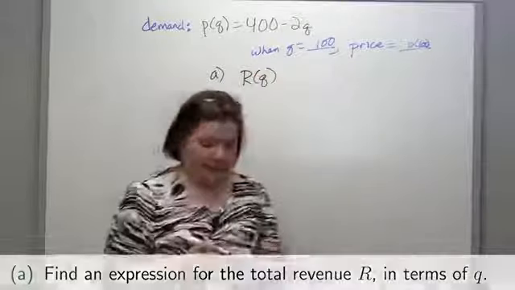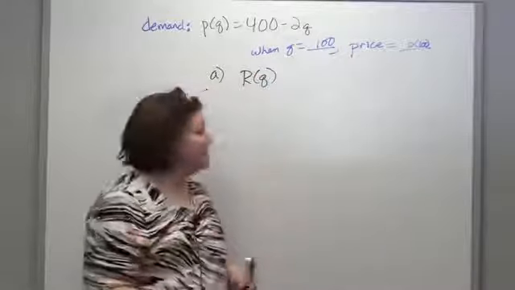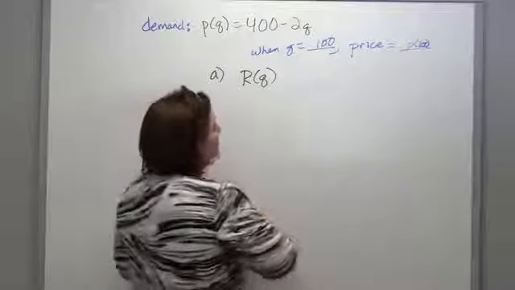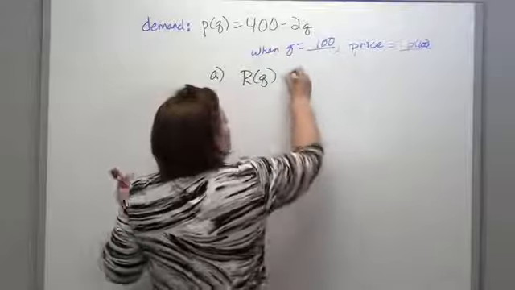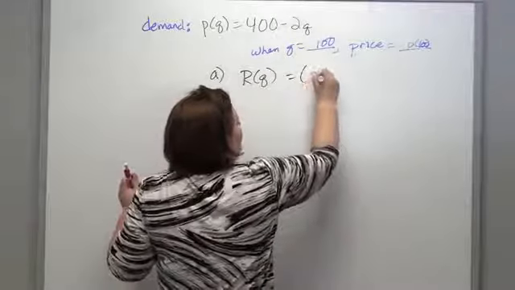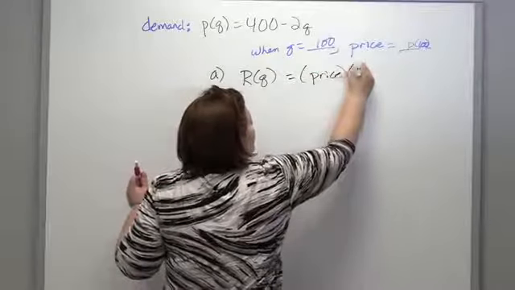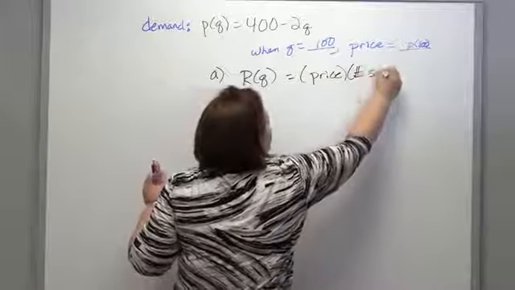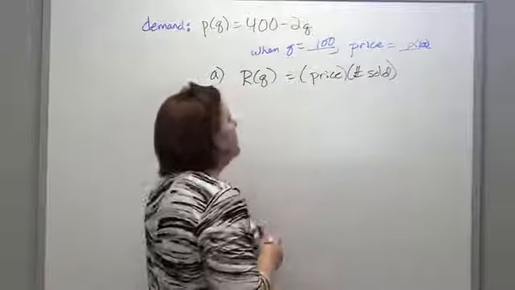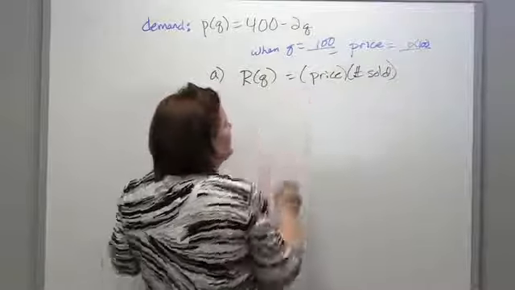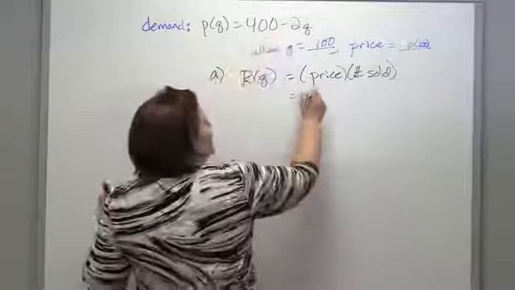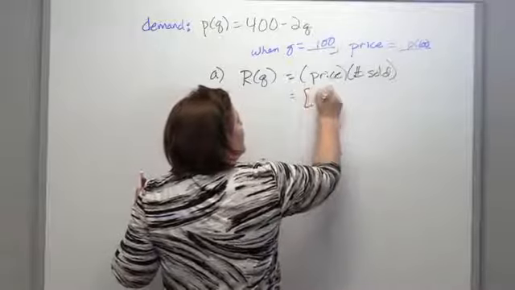So in this example, we're asked to find an expression for our revenue. And we're a basic company. We're a one item company. We only make one thing, and this is the demand for it. So revenue, when we only have one thing that we're selling, would be price times number sold. That's our basic idea of what revenue is. And so in this case, the price we get is from our demand function.